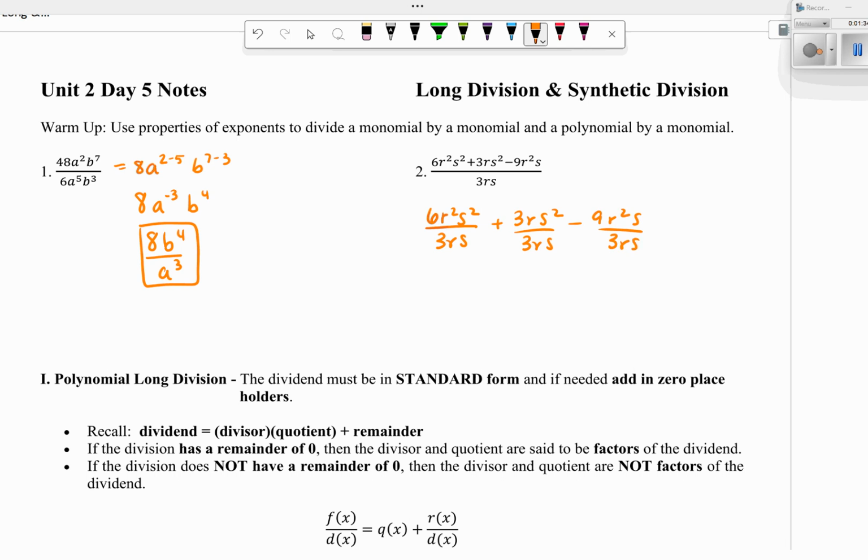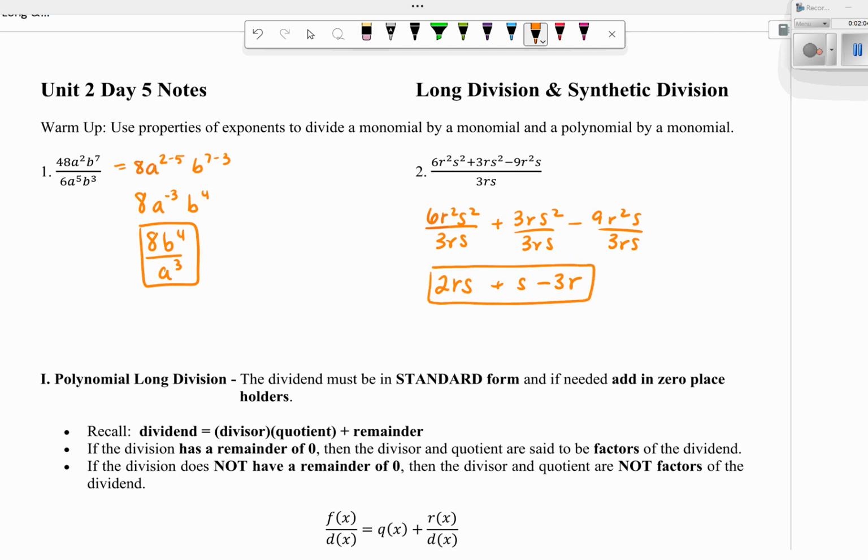So 6 divided by 3, of course, is 2. R squared over r becomes r, and s squared over s becomes s, plus the 3 over 3 is just 1, so you can write the 1 placeholder if you want, but you don't have to. R over r is just 1, and then s squared over s is s, so 1s, or again just s, minus 9 divided by 3 is 3, and then we would end up with r. And again, you don't need that 1 there, you can leave it off. So that would be our simplification.